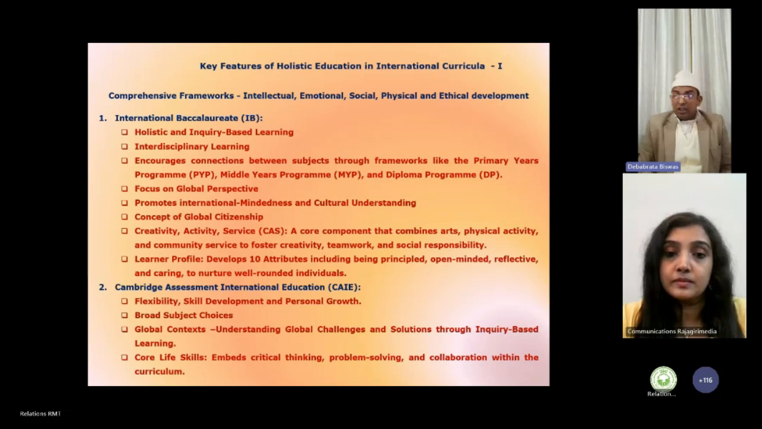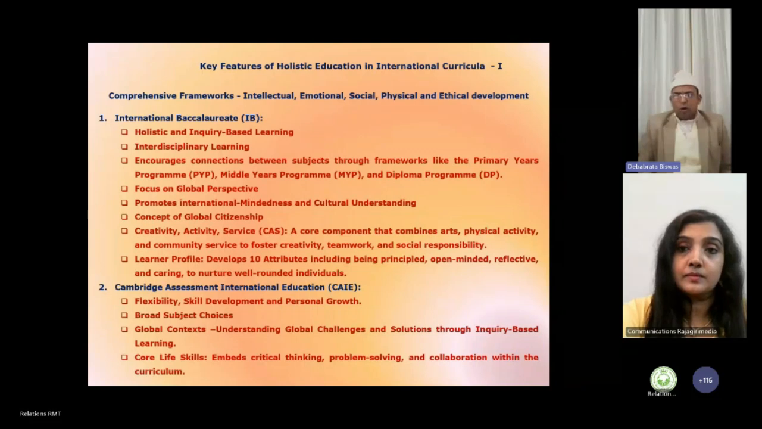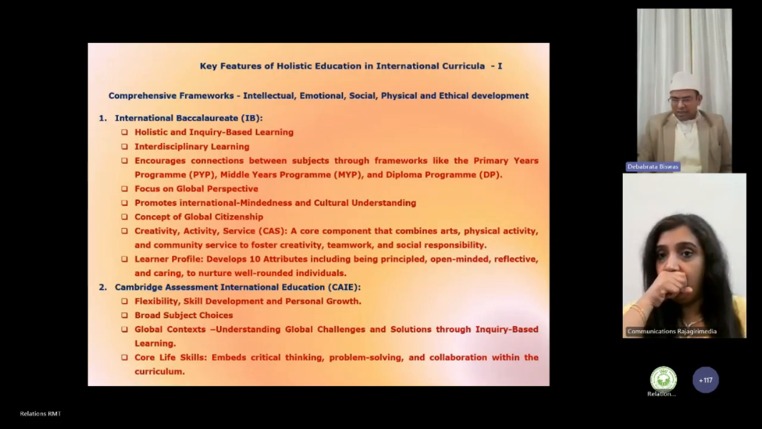Next, IGCSE or CAIE curriculum, the Cambridge curriculum. Words are the same, meanings are the same: flexibility, skill development, personal growth, broad subject choices, all interconnected disciplines, global context, core life skills. Next slide, ma'am, please.